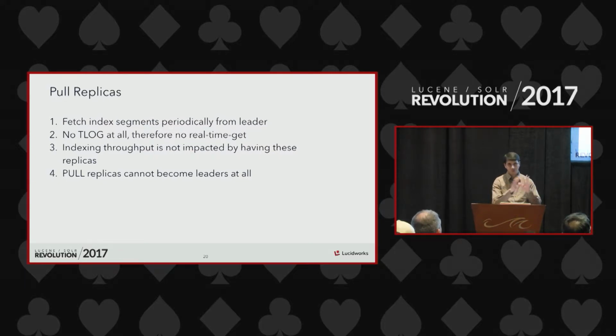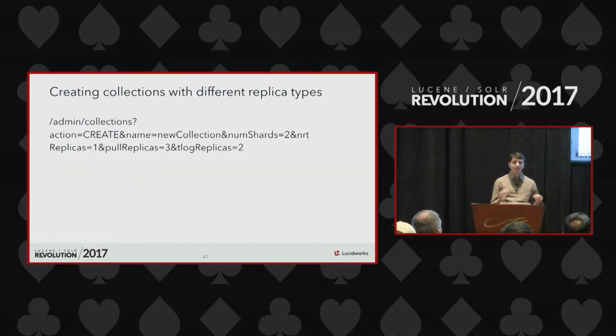So now that we know there are three kinds of replicas, how do you actually create a collection which uses these different kinds of replicas? And that's fairly simple. The create collection command API has three new parameters: NRT replicas, pull replicas, and T-log replicas, which mean exactly what you think they mean.